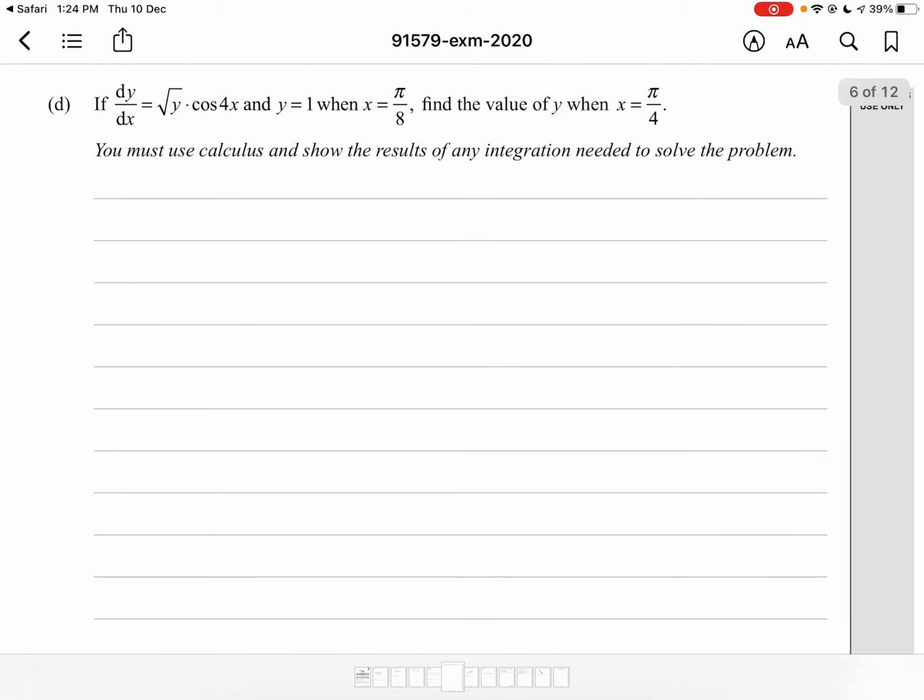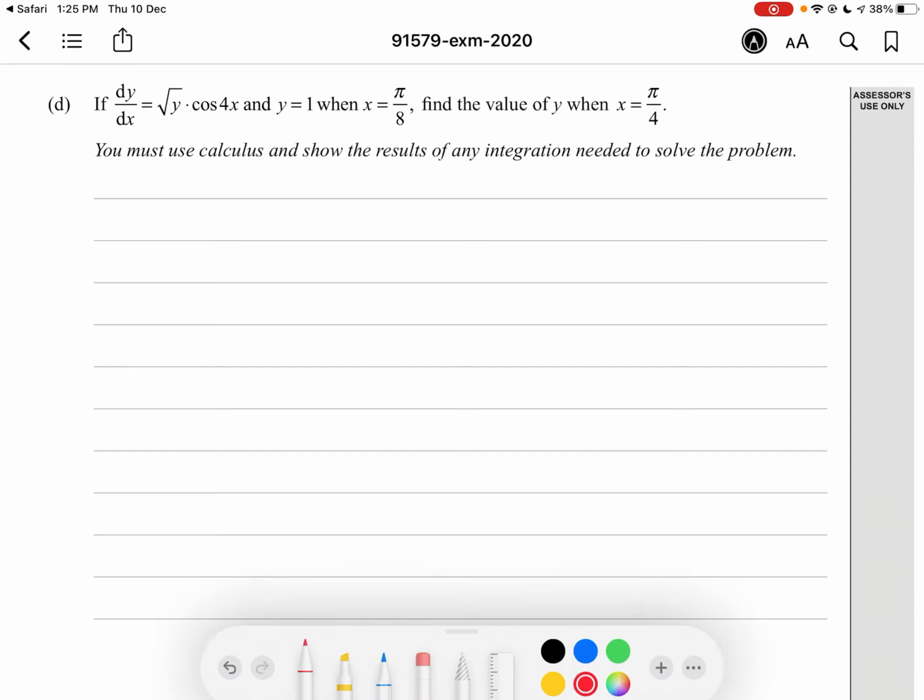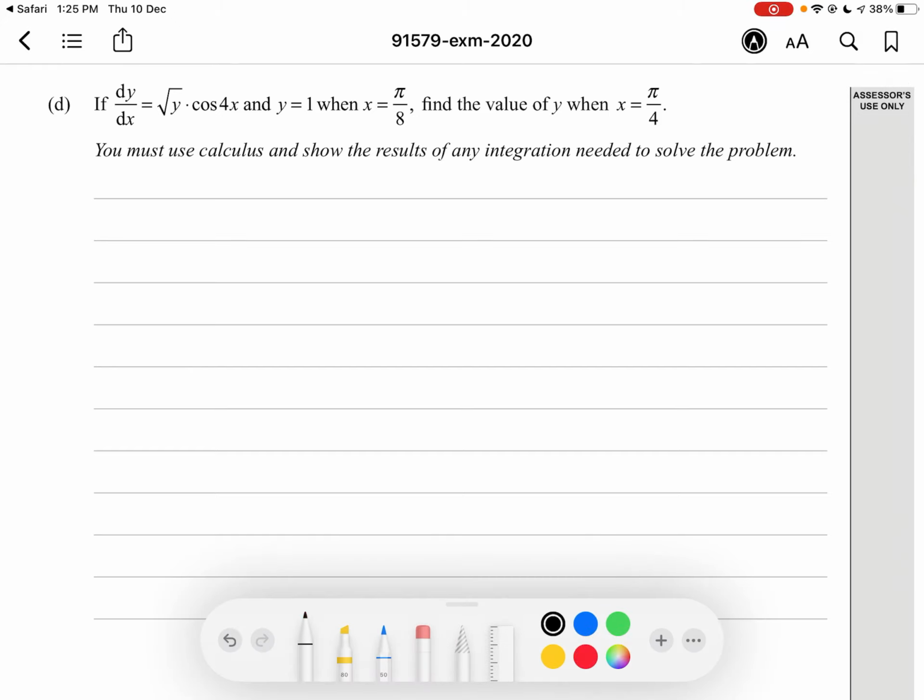Question D. If dy over dx equals square root of y times cos of 4x, and y equals 1 when x equals pi over 8, find the value of y when x equals pi over 4. Alright, so we have another separable differential equation. So in this case, we're going to separate our x and y variables onto both sides and then integrate on both sides. So we can divide both sides by square root of y. So we have 1 over square root of y dy equals the integral of cos of 4x dx.